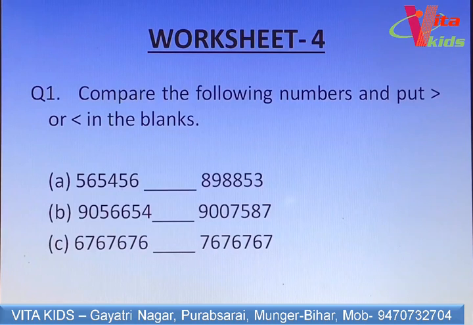The next one, B part, 9056654. The other number, 9007587. The C part, 6767676 and 7676767.